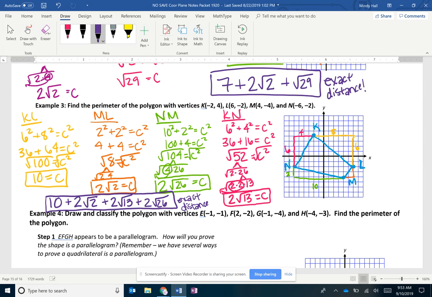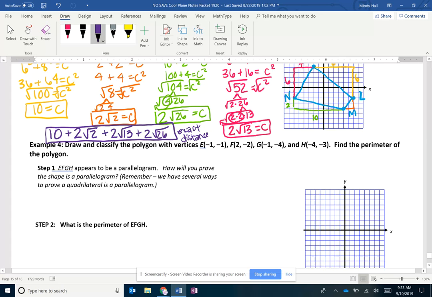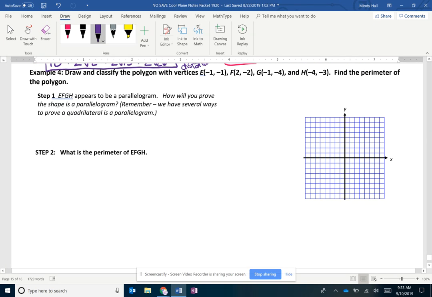Okay, so then our last example, we want to draw all of these on here. So we're going to start, E is (-1, -1), (2, -2), (-1, -4), and (-4, -3). So looking at it, it looks like this might be a parallelogram, but we want to make sure. So we just want to check the slope.